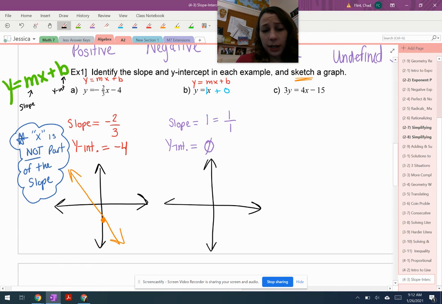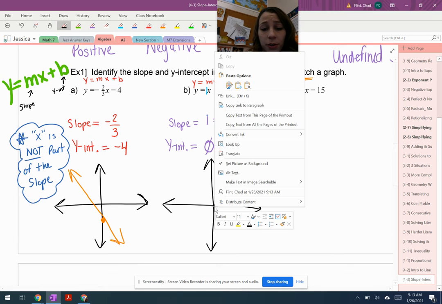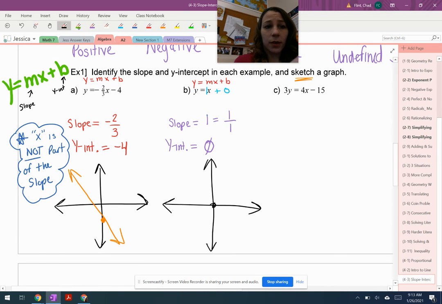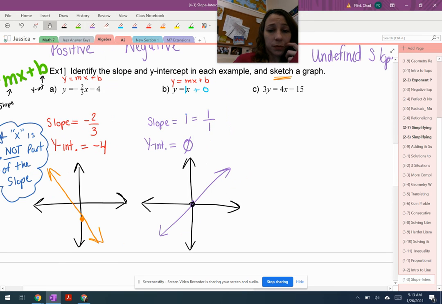And again, let's get a little sketchy graph. My y-intercept is 0, so that's the origin. I want purple. And then we have a positive slope, so that's going to be going upwards. So it's going to look something like that.